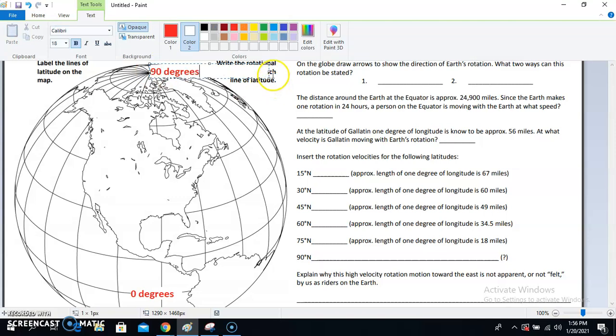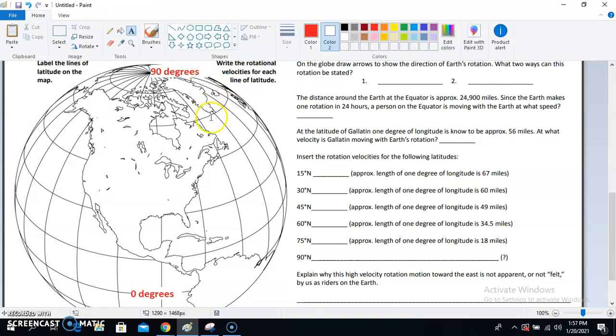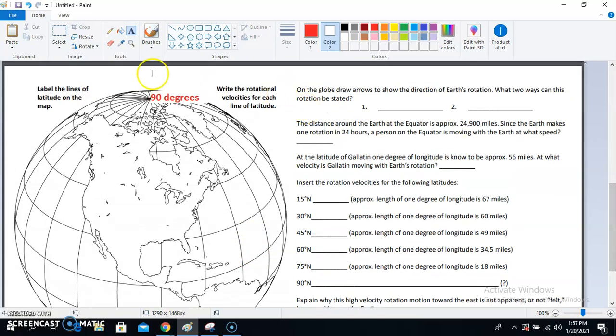Then you need to be able to figure out exactly what the numbers are of this line, this line, this line, this line, this line. Okay, so I'm leaving that to you to figure out. Also, I've asked you to write in the rotational velocities as well. So we're figuring out those right in here. But on the globe, draw your arrows in the direction of the Earth's rotation. So I'll do that one for you as well, if I can here. So if I just pick this line right here, I would just put an arrow doing this.